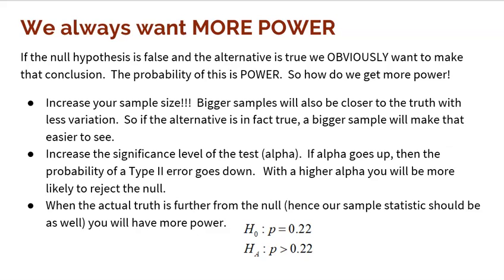Well, there's 3 ways. Increase your sample size. Bigger samples will always be closer to the truth with less variation. So if the alternative is in fact true, a bigger sample will make that easier to see. Remember, we've been talking for weeks that bigger samples vary less. So if the alternative is really true, a bigger sample should show that better. Small samples, they vary a lot. So we might not necessarily see the truth in a small sample, but in a bigger sample, you will. So that's one guaranteed way to get you more power.